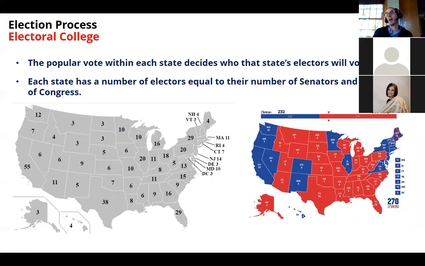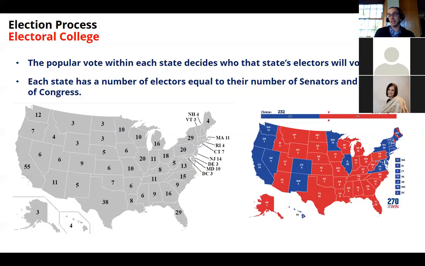Okay, so it says the popular vote within each state decides who that state's electors will vote for. Now I remember we did this with Mr. Rick. We learned about how many electoral votes there are in each state of America. Because my number 2 point is each state has a number of electors equal to their number of senators and members of Congress.